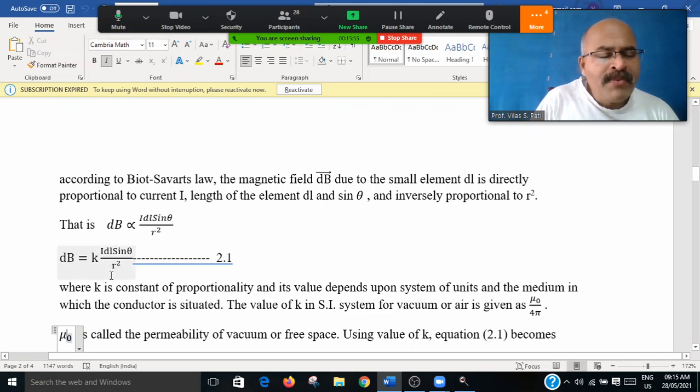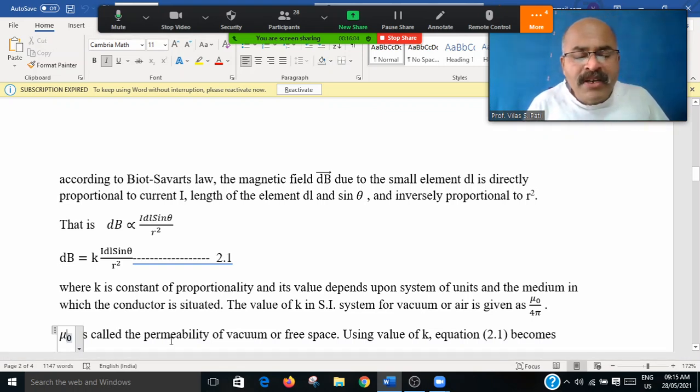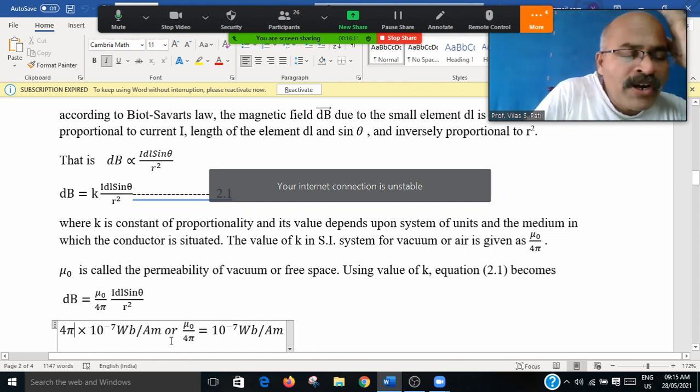Mu 0 divided by 4 pi, where mu 0 is the permeability of the vacuum, or free space, and using the value of k in equation 2.1.